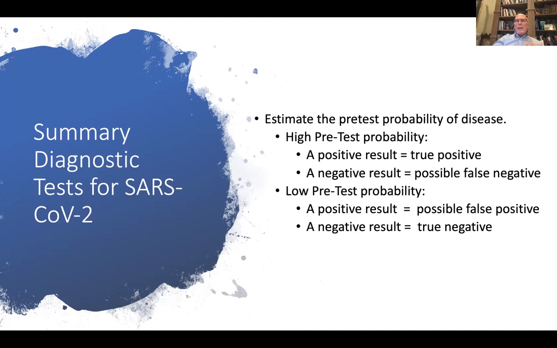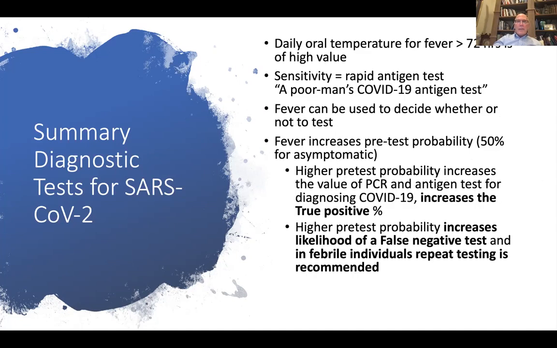How to interpret a test depends on what you predict the pretest probability of you having the disease is. If there's a high pretest probability, a positive test will be a true positive, but a negative test could be a false negative. And if you have a low pretest probability, a positive result could be a false positive, and a negative would be a true negative.